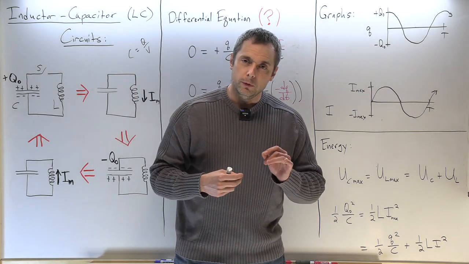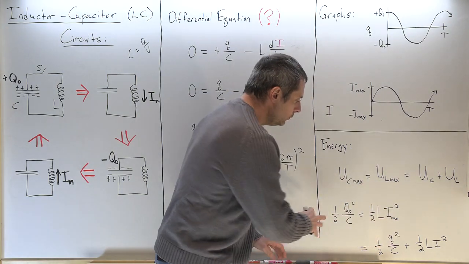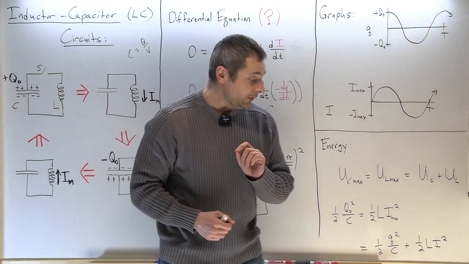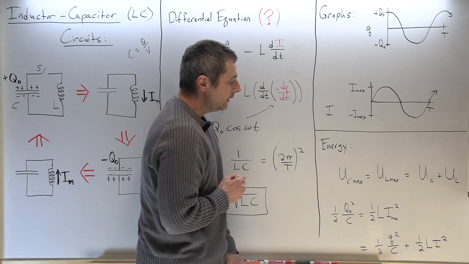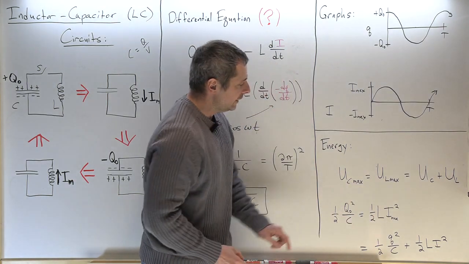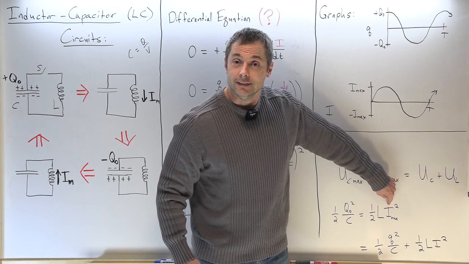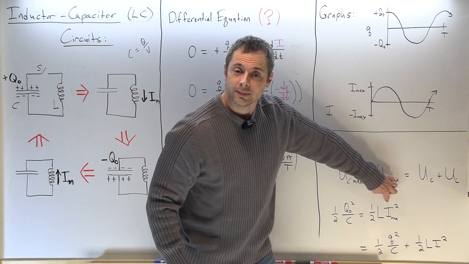I'm not going to do an example with numbers. What you would basically do is use two out of three of these and solve for one unknown variable. For example, maybe the problem tells you the original charge, the capacitance and the inductance, and asks what the maximum current in the inductor is. You could just solve for I with a little algebra.